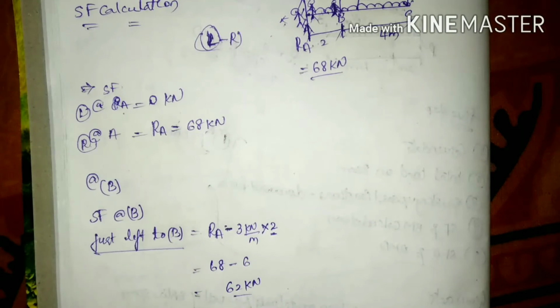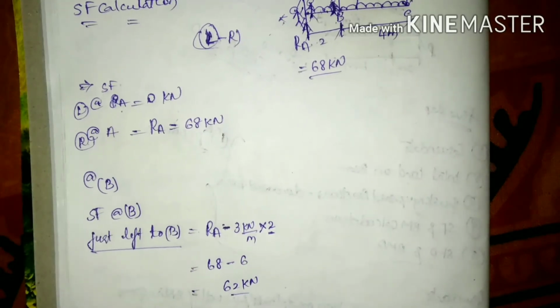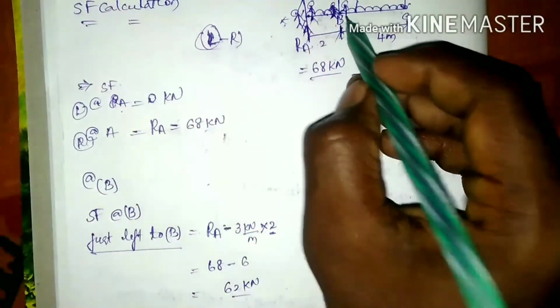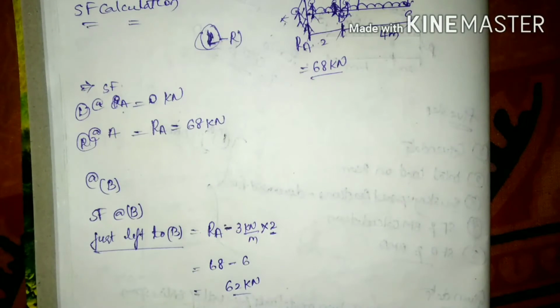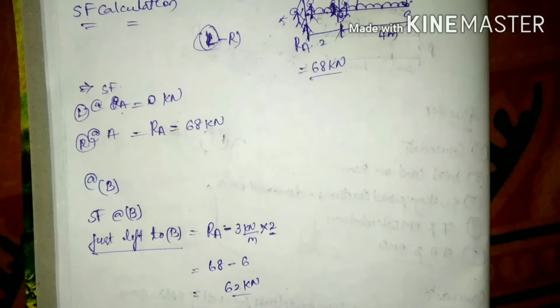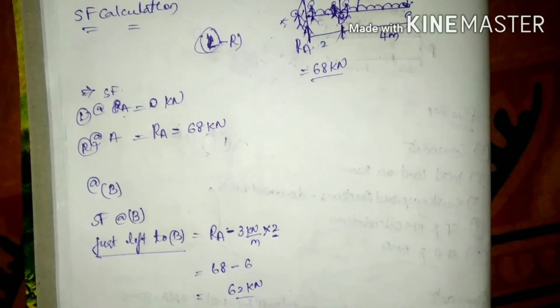Next, just right of B, that is equal to, if I stand just right of B and look at the left side, up to B on the left side, that is 62. After that, on the right, I am going to find a downward force, that is 20 kilonewtons of point load, so it remains with 42 kilonewtons.